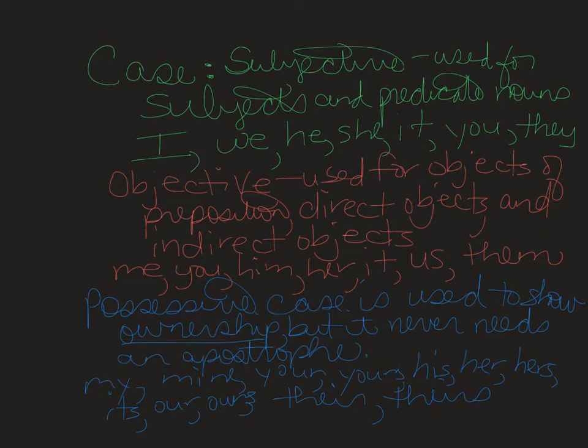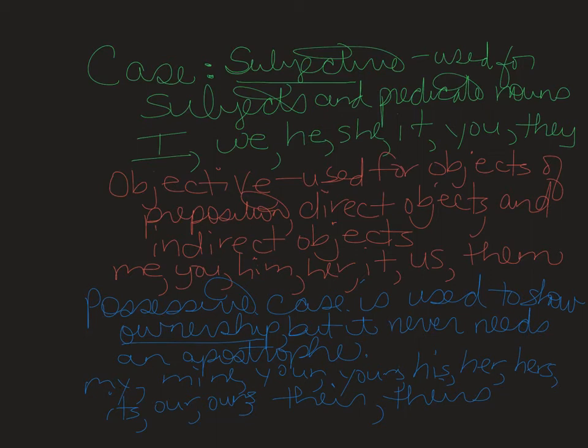Last thing about personal pronouns is there are 3 cases of personal pronouns. One case is subjective, and subjective case is used for subjects and for predicate nouns, okay? The subjective case pronouns are I, we, he, she, it, you, and they.